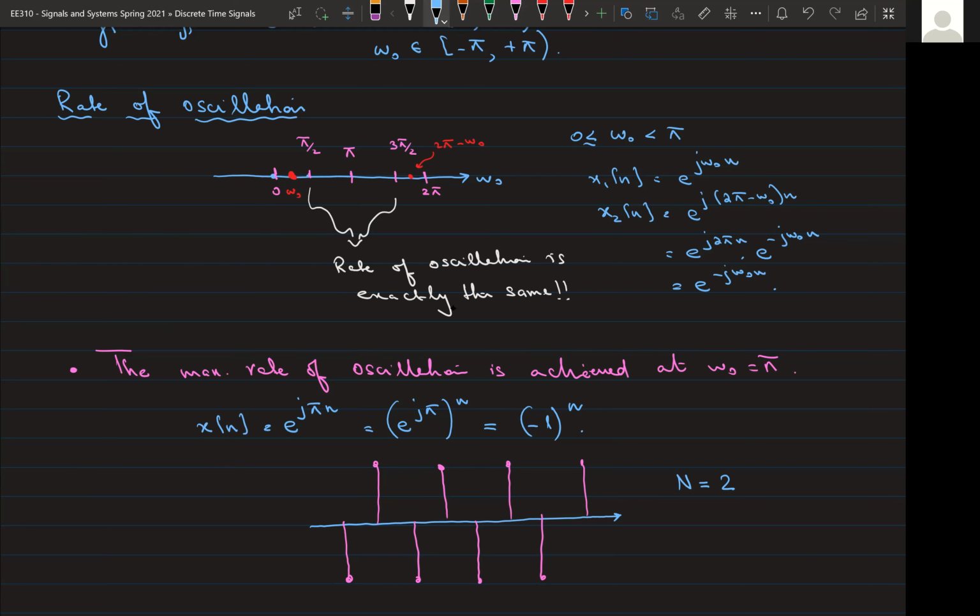Sir, can you make this graph for another frequency, like pi/2? Sorry, say again? For pi/2, the problem is that with pi/2 things are complex. The signal is complex, so you have to have a real part and an imaginary part.